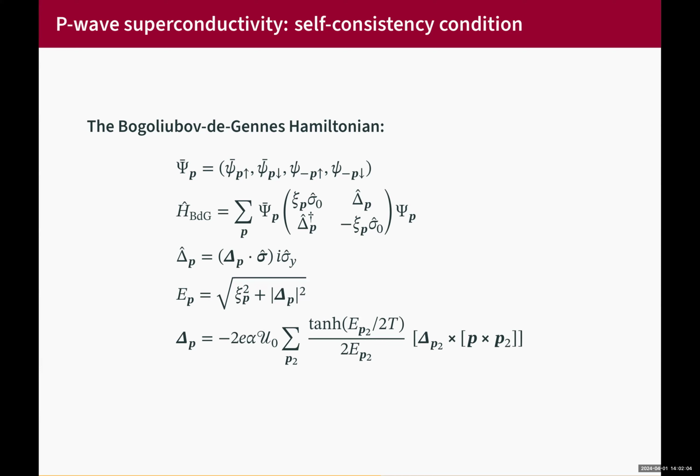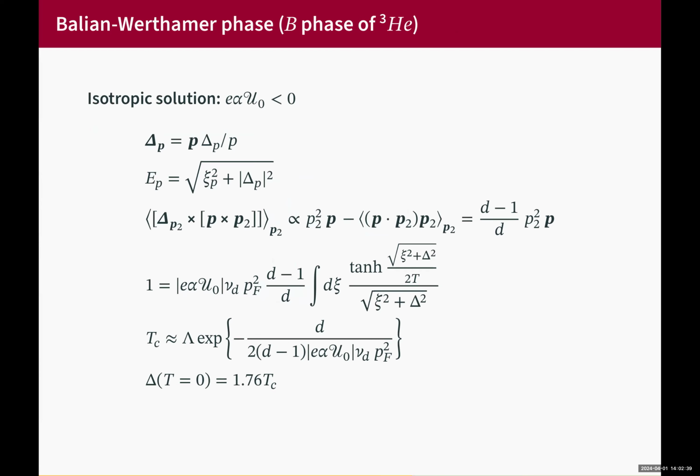self-consistency equation. For this, we can write the usual mean-field Bogoliubov-de Gennes Hamiltonian in terms of this spinor. And we introduce here the order parameter delta, which again is an odd function of momentum. And the self-consistency equation for this parameter looks like this. This comes from this spin-orbit vertex, this product of momenta. And this self-consistency equation can be solved.